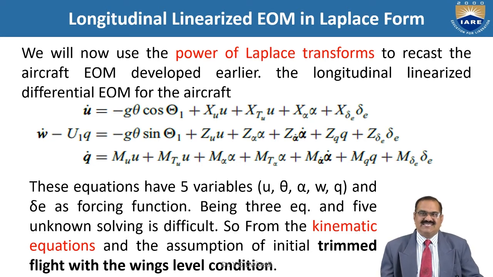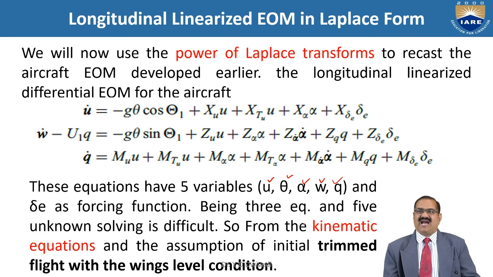So these equations have 5 variables. These are u, theta, alpha, w and q, and here delta e is a forcing function. Here we have one forcing function. Being 3 equations and 5 unknowns, solving is quite difficult.